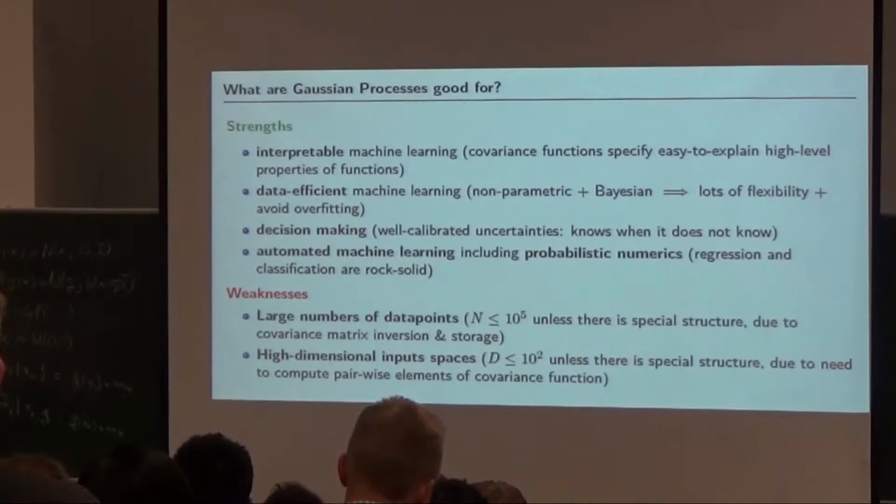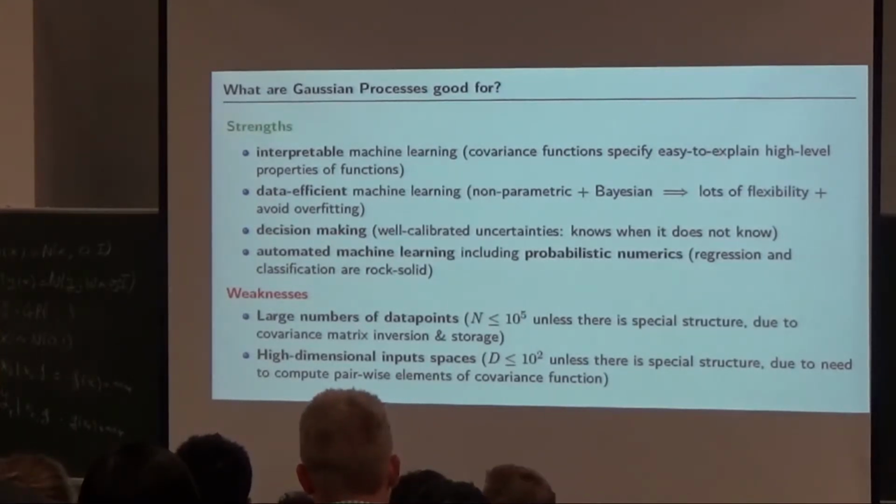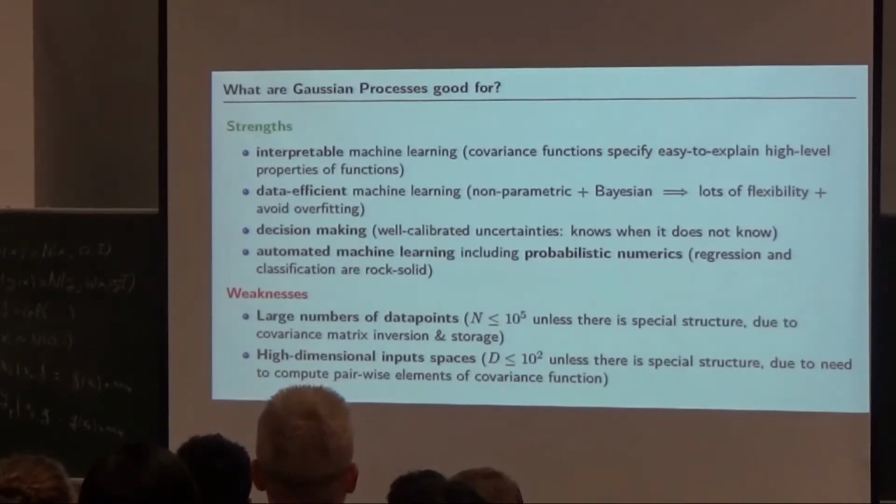Second, or third, fundamental thing is decision making. Usually the end goal of a machine learning algorithm is a decision, and one of the things which sets Bayesian methods, and in particular GP methods, apart is that they often have well-calibrated uncertainties, at least compared to the competition. By that it means it knows when it doesn't know. It will have high error bars when it doesn't know what's going on. And that's super important in decision making.